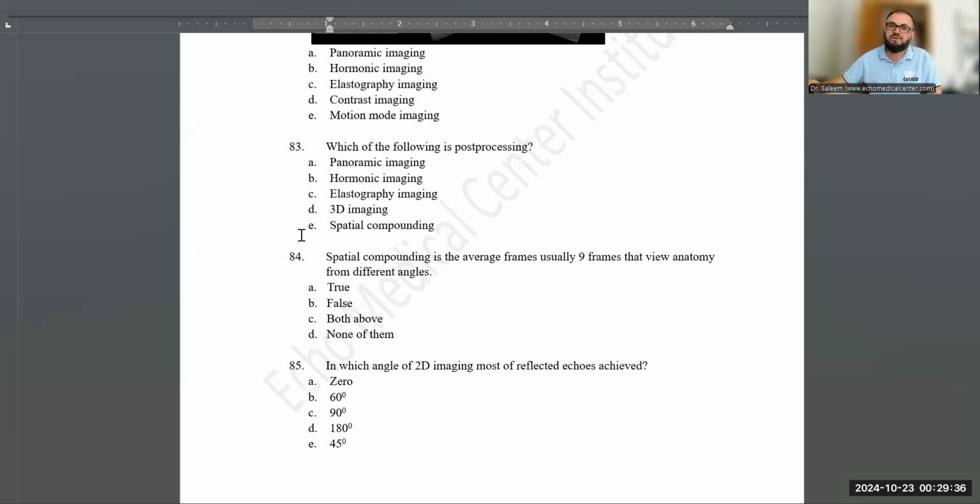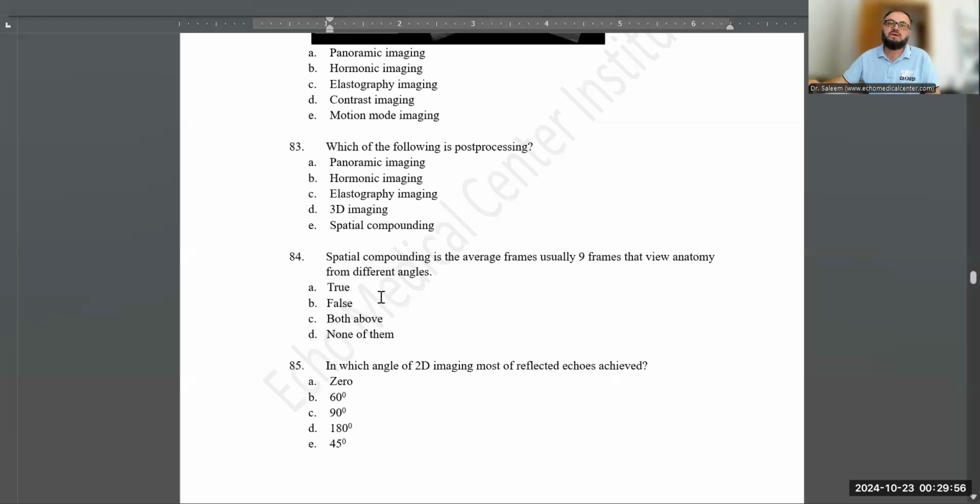Exactly. That is correct. D is the correct answer. 3D imaging, because 3D imaging is actually 2D imaging. All the 2D slices get together and make a volume image. So it's a post-processing. One more process is done before they represent it on the display. So it is 3D imaging.